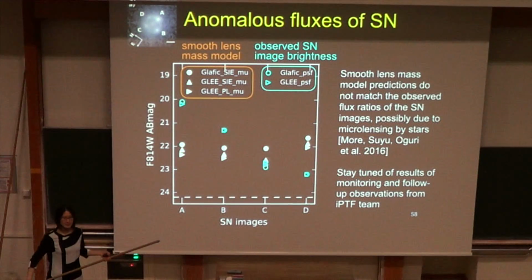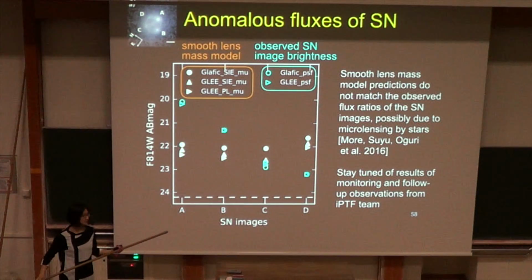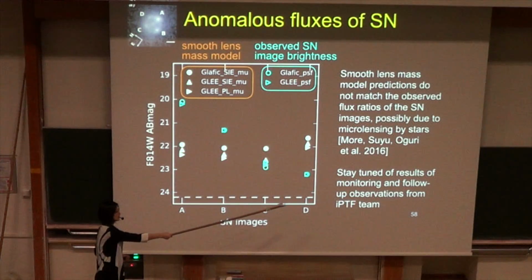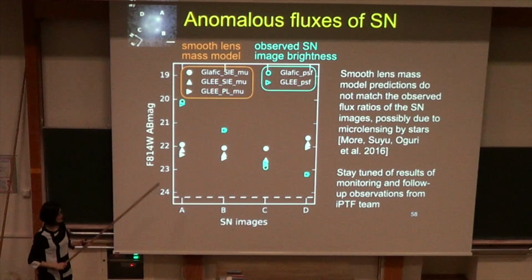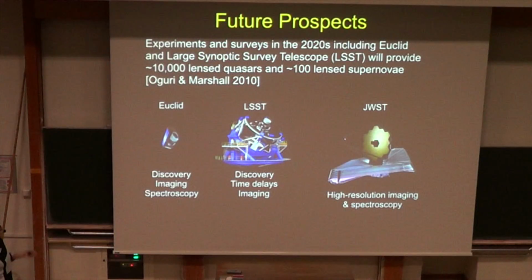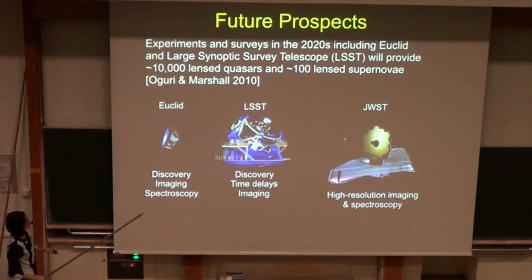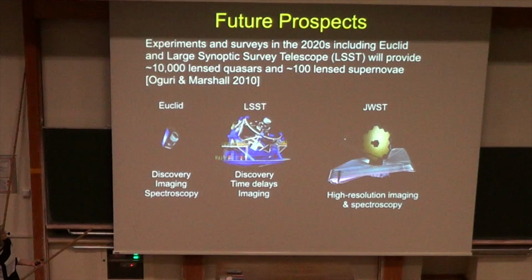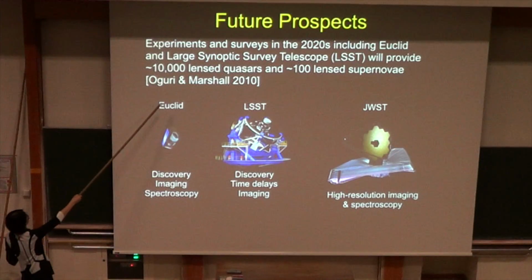All these wide-field imaging surveys coming up, like LSST, will really change this. So stay tuned for the results of the monitoring and follow-up efforts by the iPTF team. We'll be getting HST time to monitor the system. So what are the future prospects of this approach? Well, experiments and surveys in the 2020s, including Euclid and the Large Synoptic Survey Telescope, LSST, will provide around 10,000 lens quasars and around 100 lens supernovae. This is the forecast done by Oguri and Marshall.